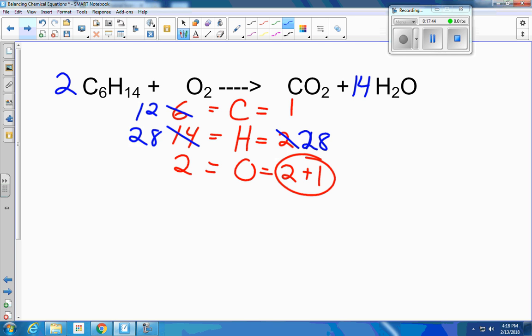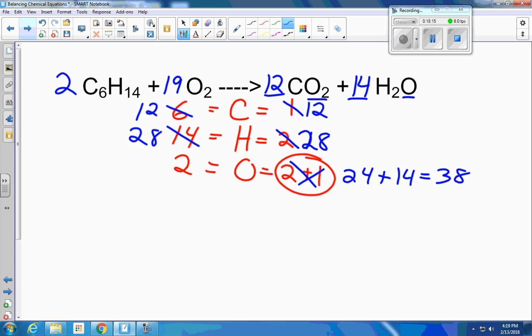So hydrogen is balanced. Carbon, I have 12 on the reactant side. I need 12 on the product side, so I'm going to multiply by 12. So now my carbon is balanced. Now I'm going to count my oxygen on the product side. 12 times 2 oxygen is 24, plus 14 times 1 oxygen is 14, which equals 38. And in order to balance this out, I need 38 oxygen on the reactant side. 2 times 19 equals 38, and we now have a balanced equation.